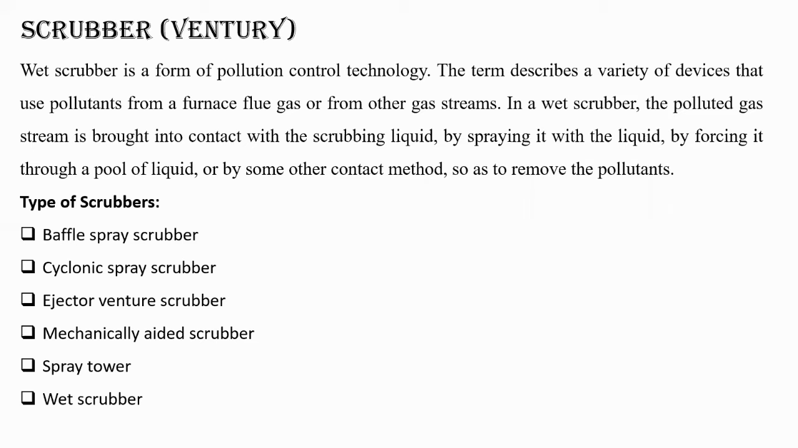In a wet scrubber, the polluted gas stream is brought into contact with the scrubbing liquid by spraying it with the liquid, by forcing it through a pool of liquid, or by some other contact methods so as to remove the pollutants. So let us go through it again. It is basically a technology in which the furnace or flue gases are cleaned. In a wet scrubber, the gas is passed through a scrubbing liquid, the substances that are to be separated are absorbed by the liquid, and the rest will come out.